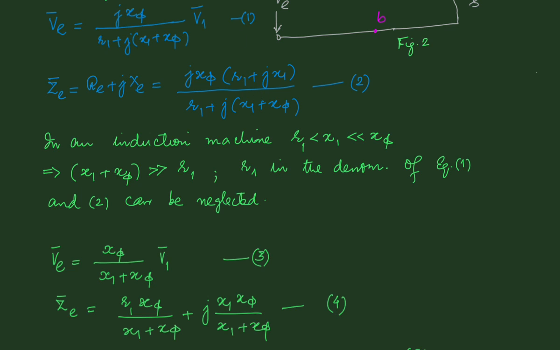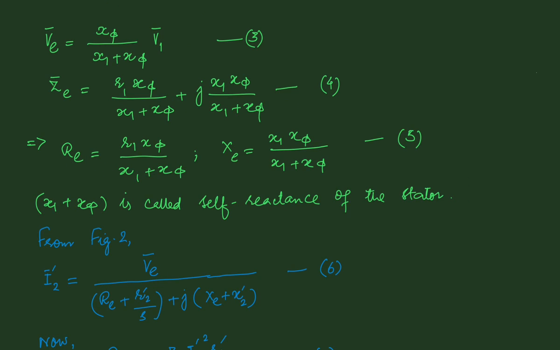and therefore with R1 neglected, these two equations can be simplified as VE will become Xφ divided by X1 plus Xφ times V1, and similarly ZE will be equal to R1 Xφ divided by X1 plus Xφ plus j X1 Xφ divided by X1 plus Xφ.